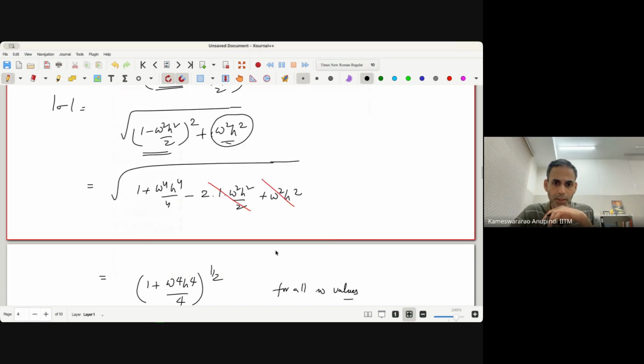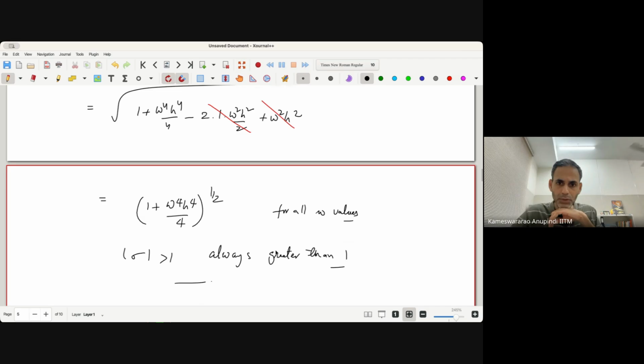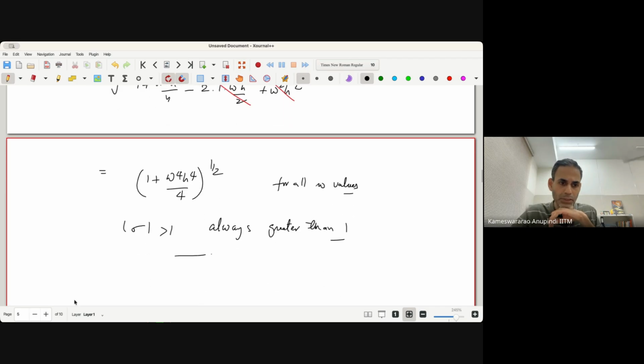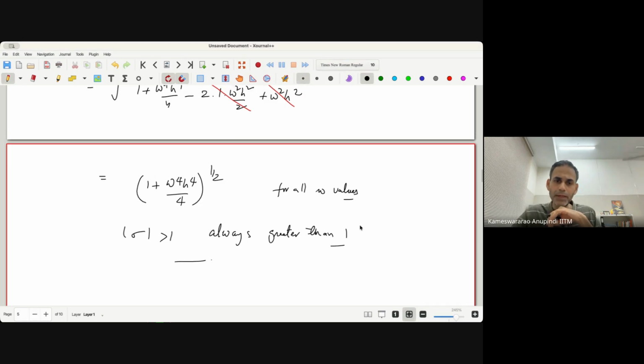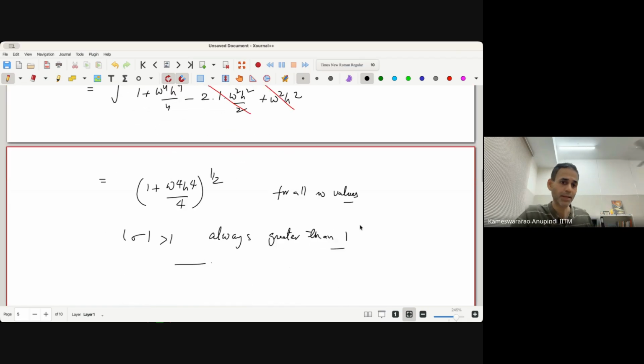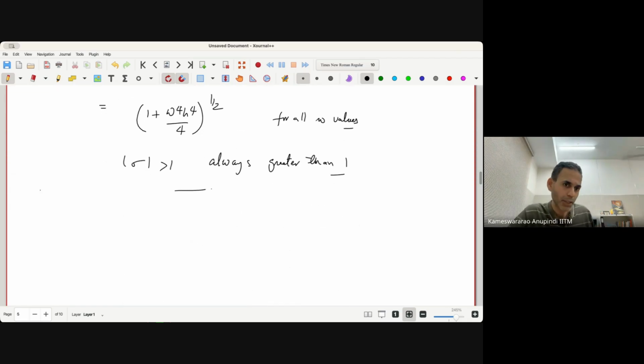Okay, anything else? Anyone else? Okay, if that is the case, now let us look at the phase errors. So we have been looking at the amplitude errors till now.